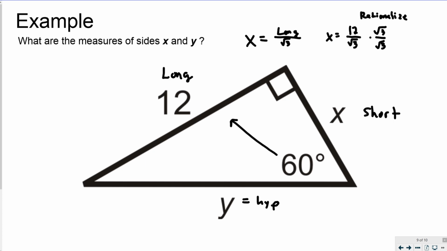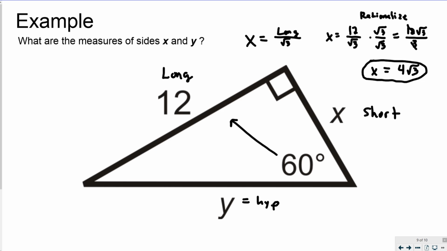So I'm rationalizing. On the top, I get 12 times the square root of 3. And on the bottom, the square root of 3 times square root of 3 gives me 3. I am then allowed to cancel 12 and 3. 12 and 3 are divisible. 12 divided by 3 is 4 times the square root of 3. So X equals 4 times the square root of 3 as its length.